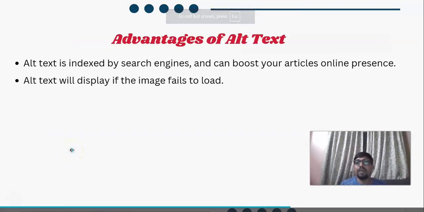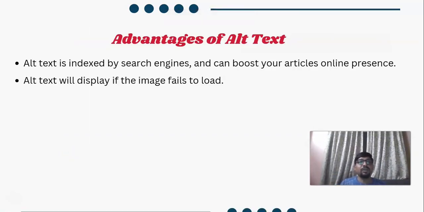The advantages of alt text I have already mentioned. First, alt text is indexed by search engines, so it will optimize for search engines and can boost your article's online presence. That's when you will get more citations. Alt text will display if the image fails to load, basically for underdeveloped countries where the internet connection is very slow. So it will help you with search engine optimization. It will help you get more citations. And another thing, nowadays alt text is mandatory.